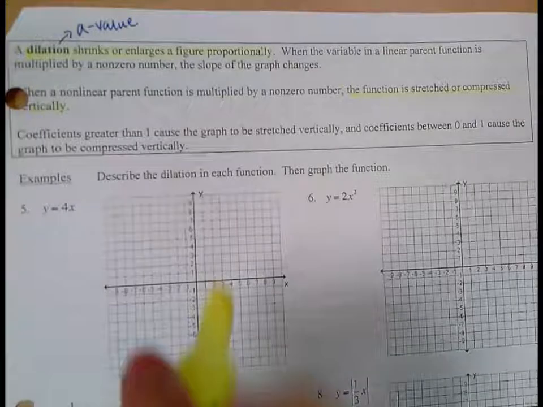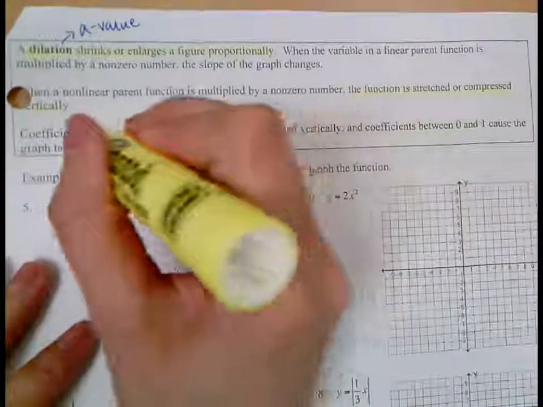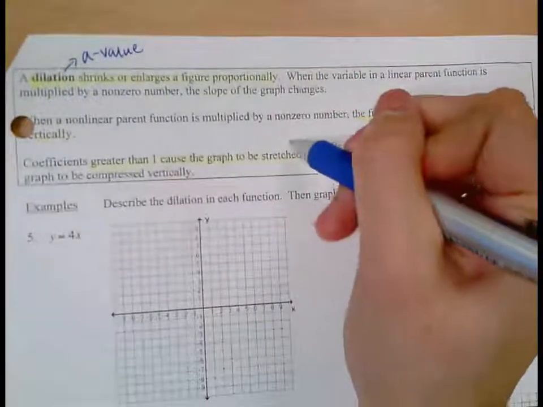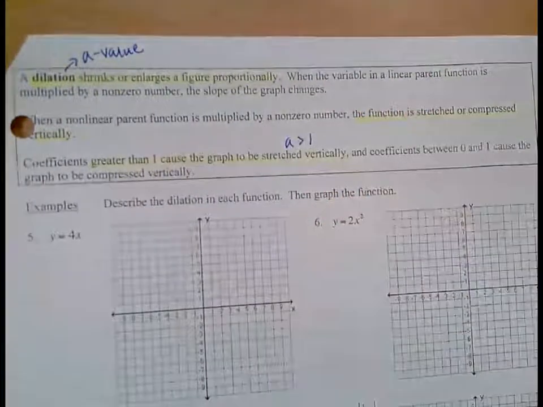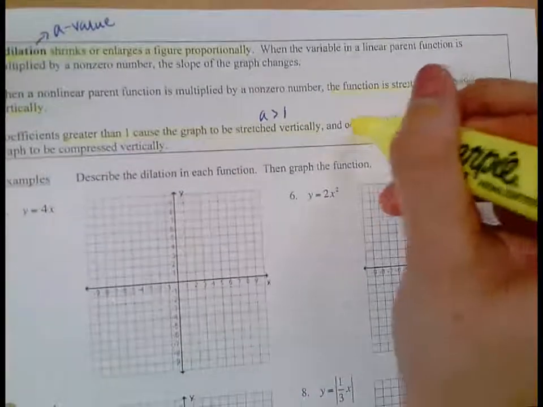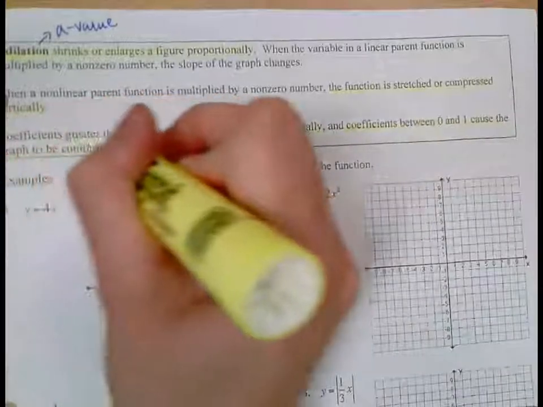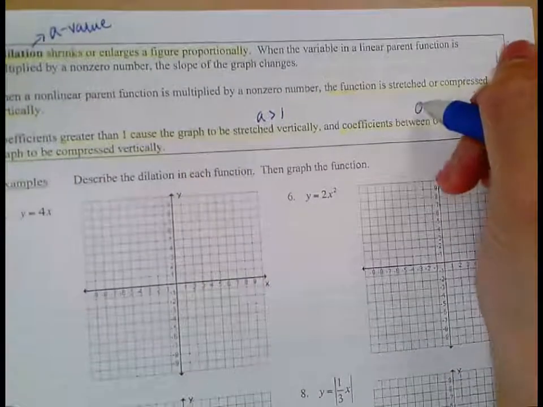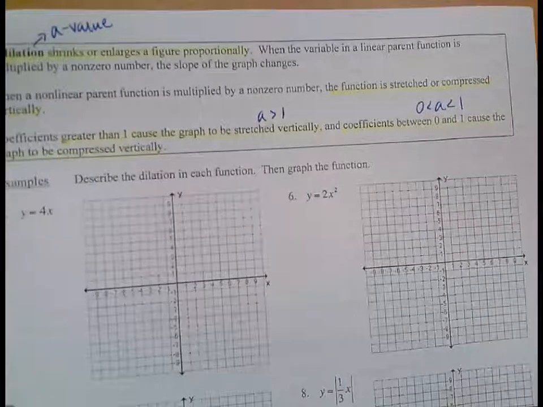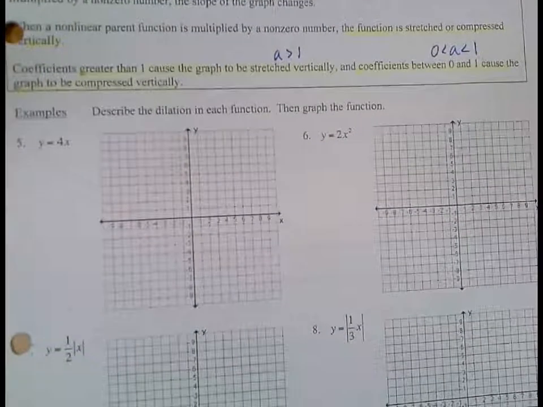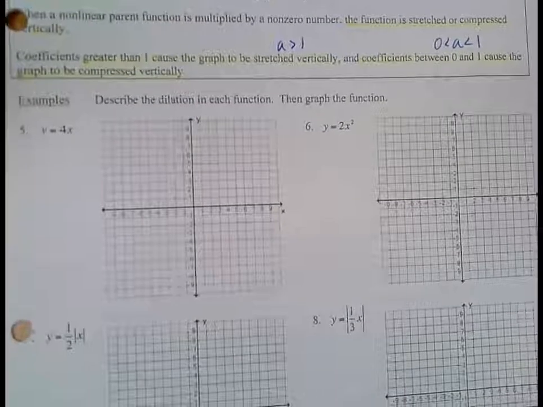So here it says coefficients greater than 1 cause the graph to be stretched vertically. So if your A value is greater than 1, it is stretched vertically. And then coefficients between 0 and 1 cause the graph to be compressed vertically. So that would mean your A value is between 0 and 1. It would be a fraction that is smaller than 1, or a decimal.